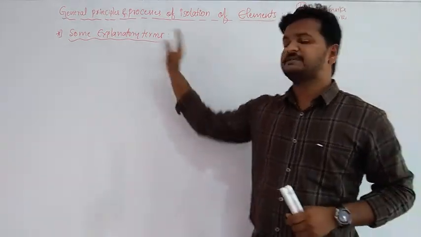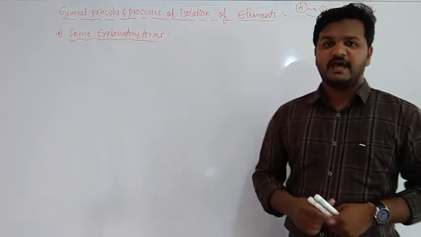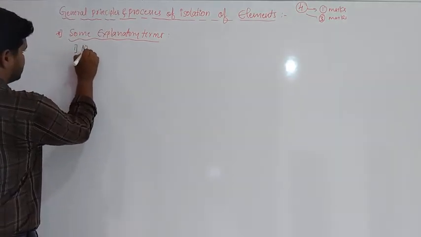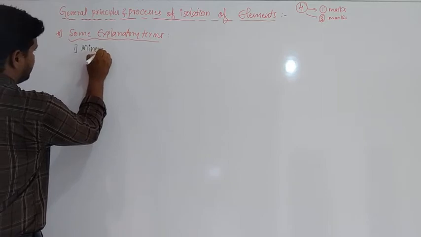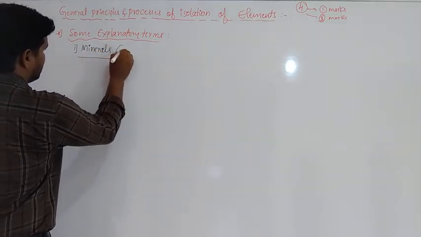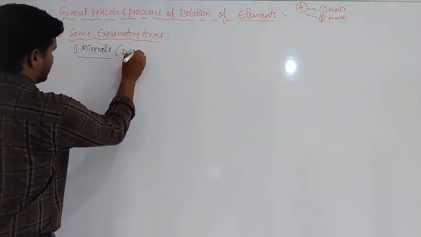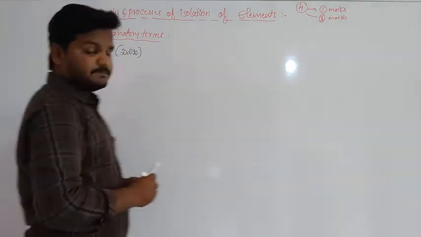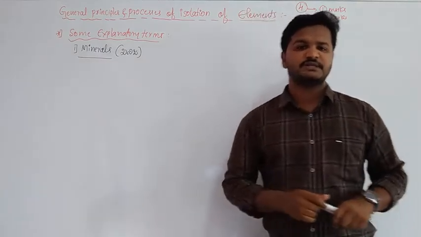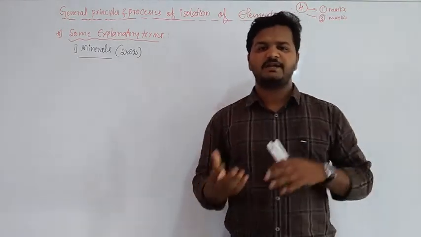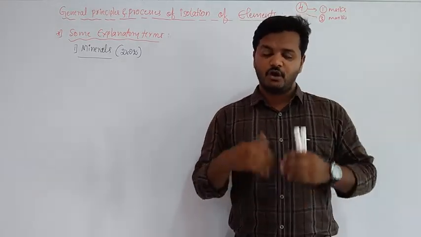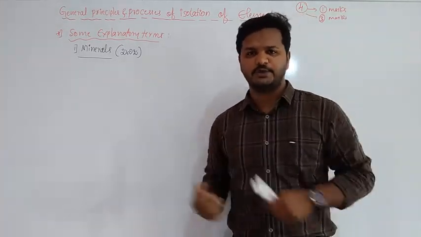And some explanatory terms. First one, that is minerals. We call them ಖನಿಜಗಳು in Kannada. What is meant by minerals, students? The compounds of metals that occur in nature along with rocky and other impurities.